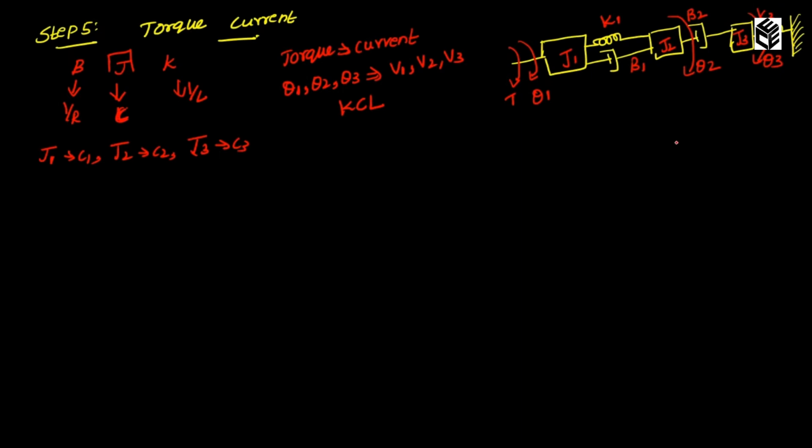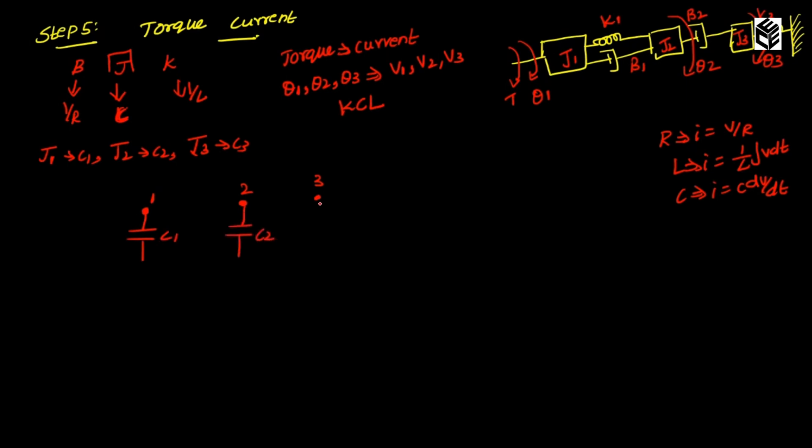So let's recall the formula. For resistor, the current formula is V by R. For inductor, the current formula is 1 by L into integral V dt. And for capacitor, the current formula is C into dV by dt. Now instead of J1, J2, J3, I am going to replace C1, C2, C3. So this is my first node, this is my second node and this is my third node. So here I am replacing this as C1, this as C2 and this as C3.